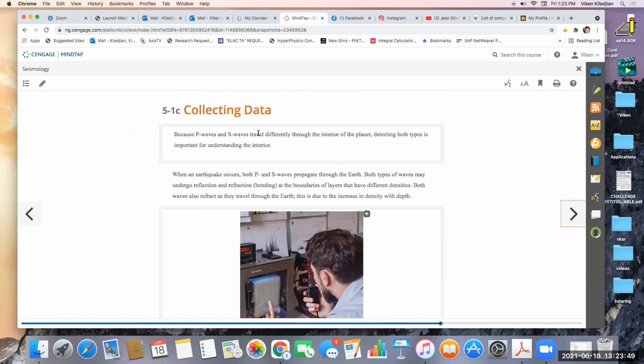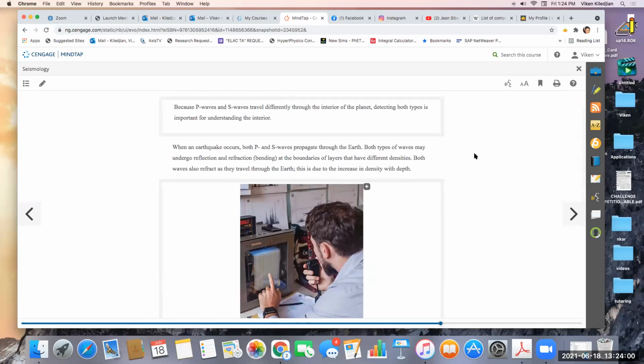Because P waves and S waves travel differently through the interior of the Earth, detecting both types is important for understanding the interior. When an earthquake occurs, both P and S waves propagate through the Earth. Both types of waves may undergo reflection and refraction, that means bending, at the boundaries of layers that have different densities. Both waves also refract as they travel through the Earth. This is due to the increase in density with depth.